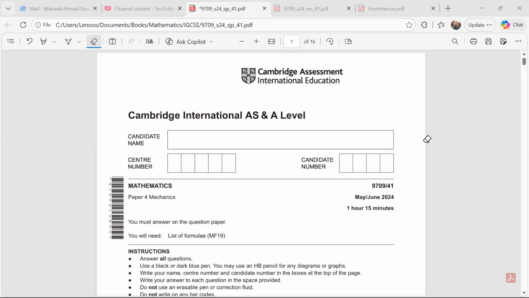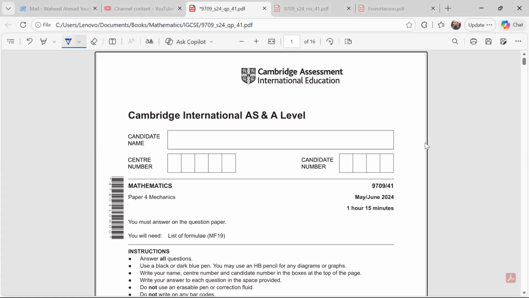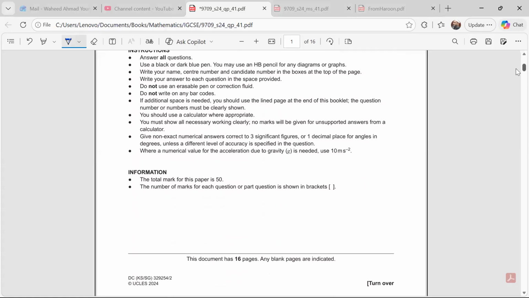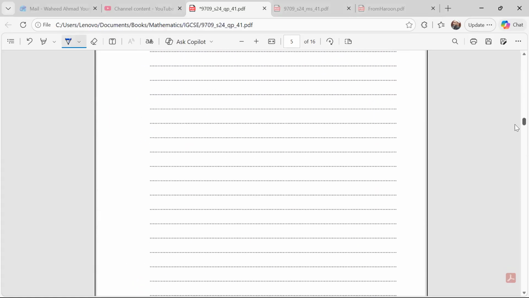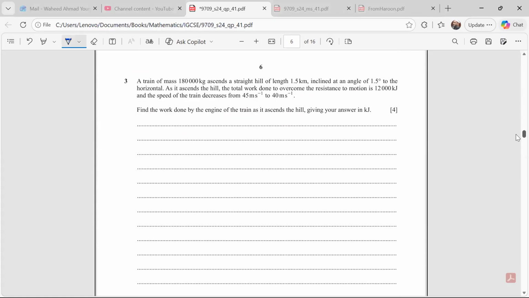We have been solving these past question papers. Right now we have this Mathematics Paper 4 for Mechanics, May/June 2024. We already solved two questions in this paper. You can check my previous videos, Questions 1 and 2 we solved. So let's begin with Question number 3.